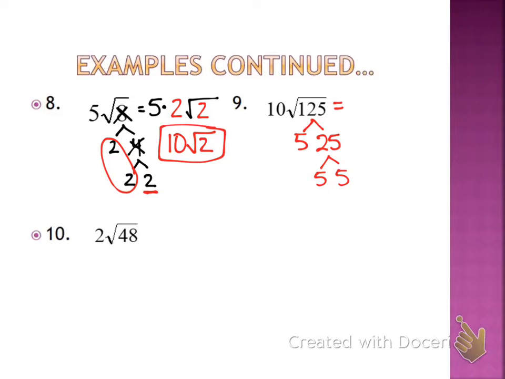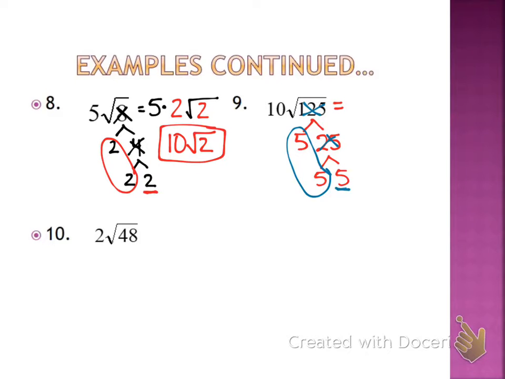I have a pair of 5s, and I also have a lonely 5. Pair of 5s, lonely 5. Which numbers am I ignoring for the rest of this problem? The 125 and the 25 are getting ignored. They got broken down, so we don't use them anymore.